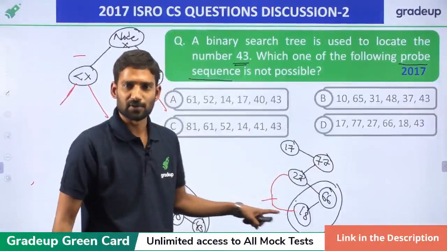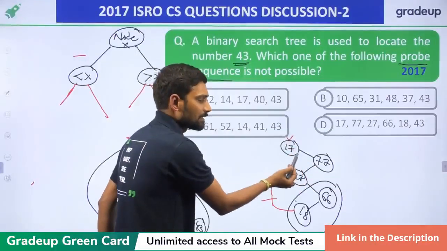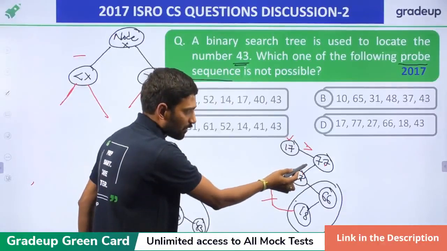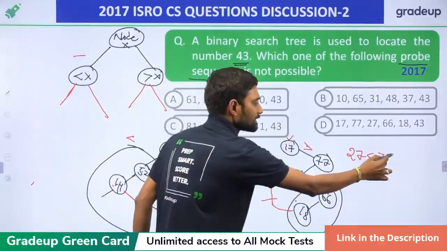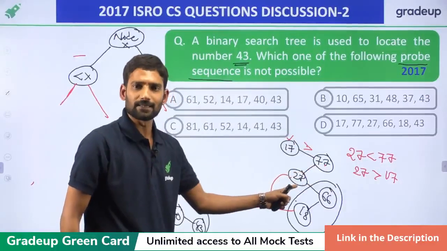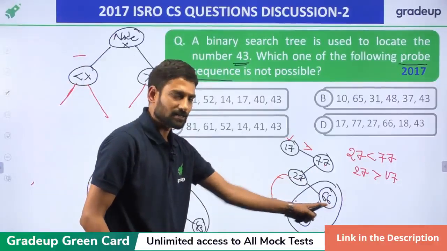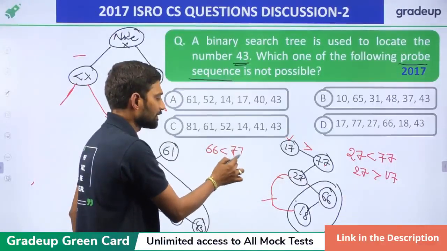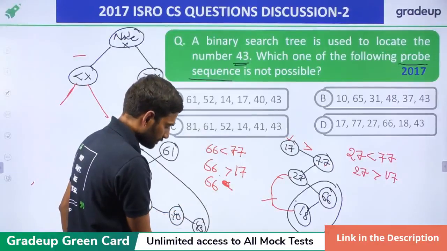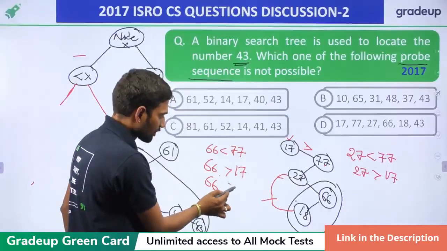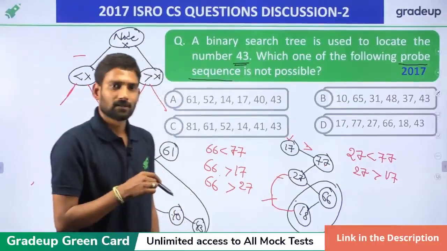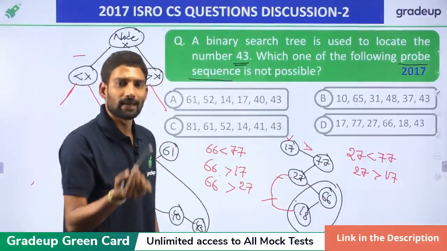Like that, if you try for fourth option, 77 bigger, so I took it as right. 27, which is small, 27 is smaller than 77, 27 is bigger than 17. It is bigger than 17 as well as smaller than 77. So property holds good. 66, yes, 66 is smaller than 77, 66 is greater than 17, 66 is greater than 27. So to whom it is left? It should be a smaller value than that. To whom it is right? It should be a bigger value than that.